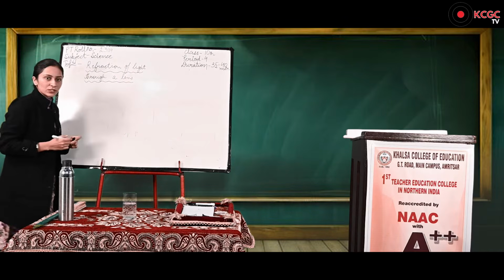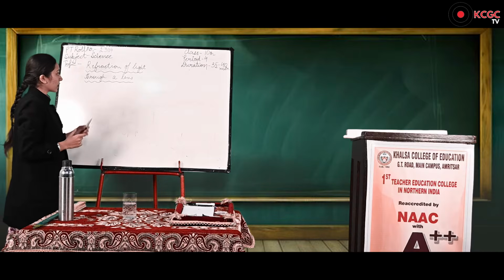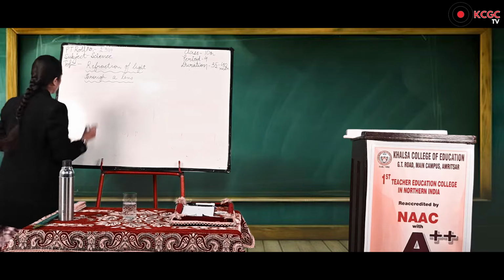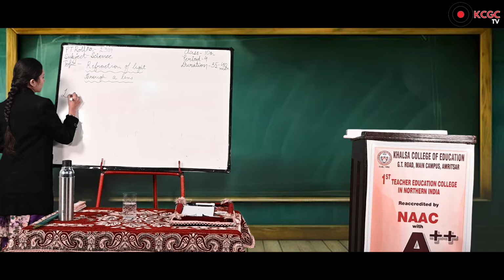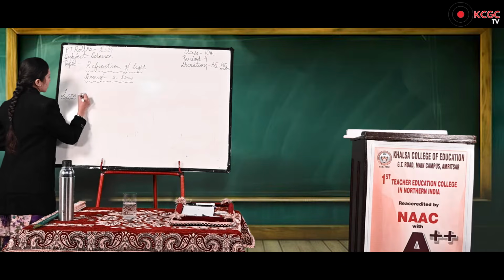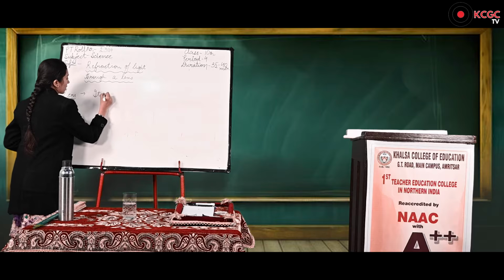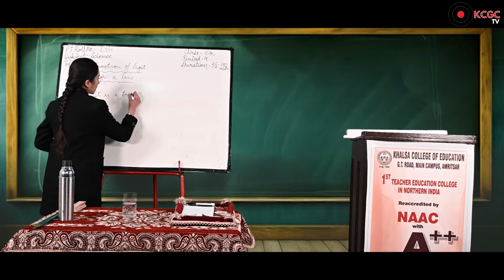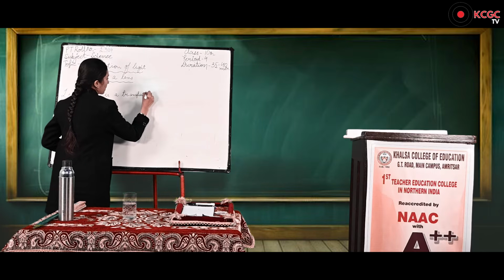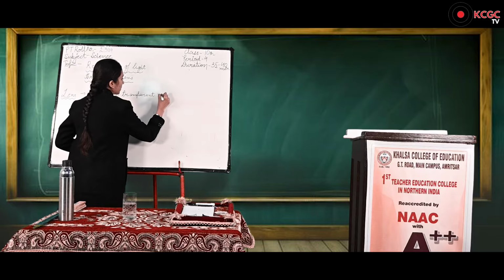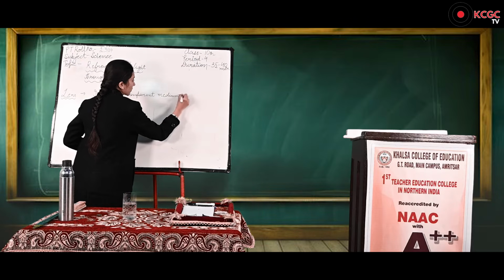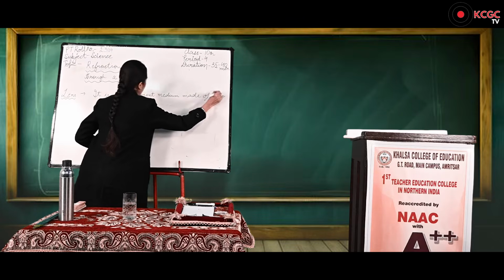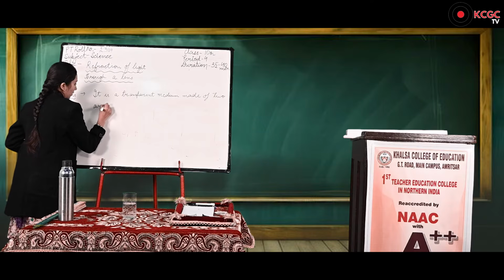So before starting with the topic, we must know what a lens is. I'm going to write the definition of lens on the whiteboard. Everyone, please note down the definition in your notebook. So what is a lens? It is a transparent medium made of two curved surfaces.